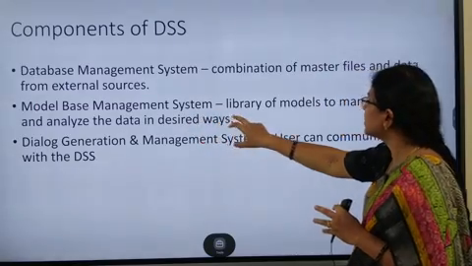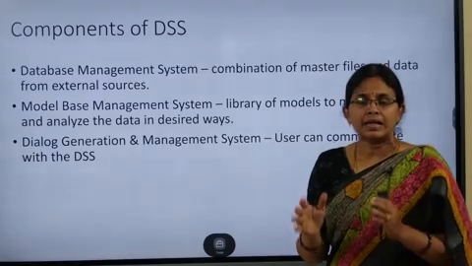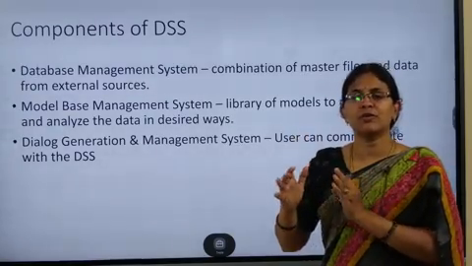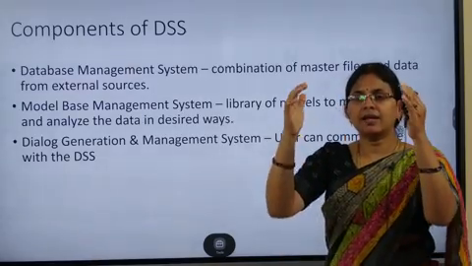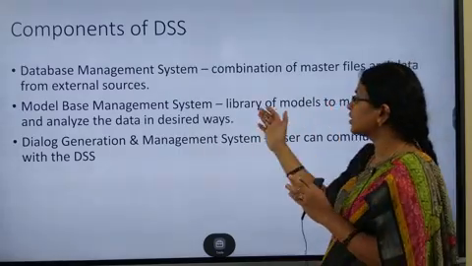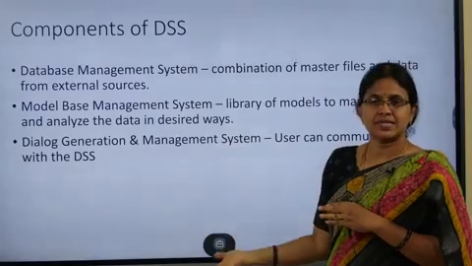And model based management system. In this model based management system, it contains a library of models, meaning which model is best for which alternative. So they maintain a library of models, which you can utilize, manipulate and analyze for your business results.